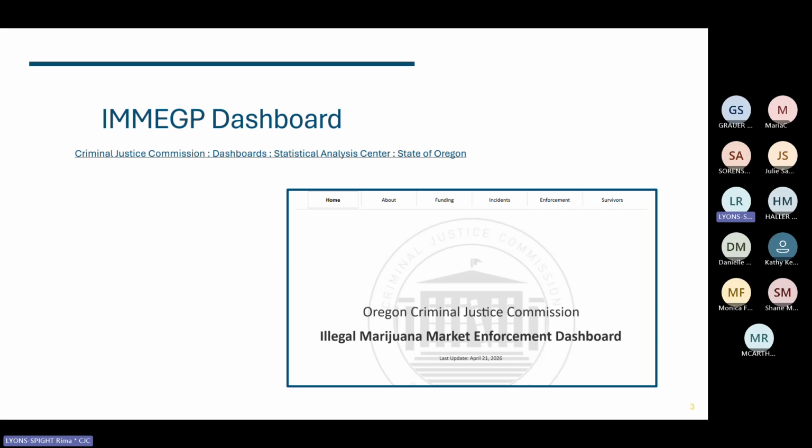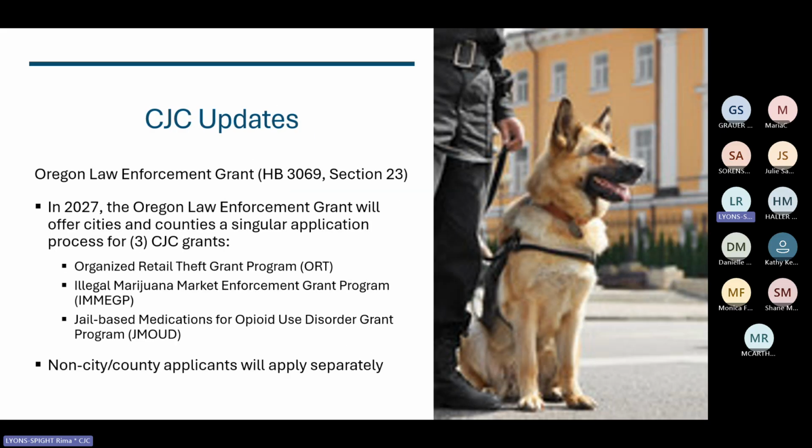So we're gonna move on to CJC updates. Some of you may be familiar with HB 3069 and some of you may not be. HB 3069 was passed and it basically will change how CJC conducts the application process for all of its grants and other things as well.